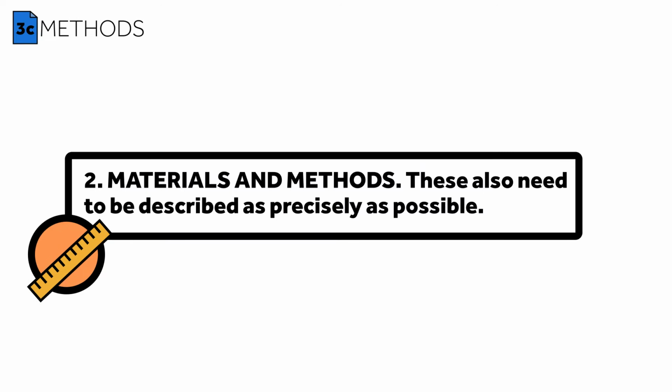The second consideration is materials and methods. These also need to be described as precisely as possible. You need to list every reagent, including manufacturer and even lot number. You need to discuss technical specifications of equipment you used. You need to describe your hardware, your software, and everything in between. When using animals, plants, or smaller organisms, you need to list everything about them too. What's the species, the sex, the age, genetics, physiologic status? Nothing should be left out.